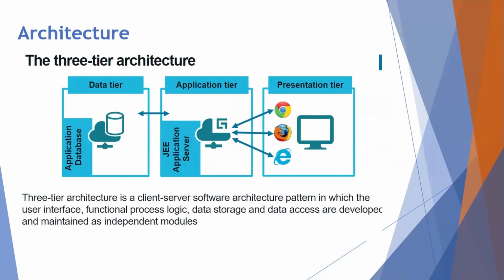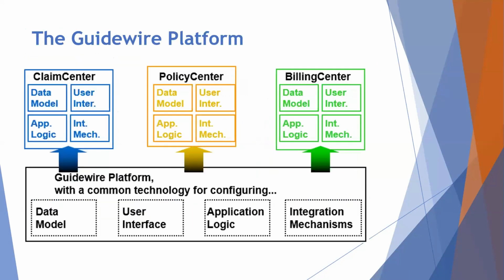Like any other client server technology, Guidewire is a three-tier architecture: data tier, application tier, and presentation tier. And the major thing is, all these three centers are separate products: Claim Center is a separate product, Policy Center is a separate product, and Billing Center is a separate product. But all these three centers have four models: data model, user interface, application logic, and integration mechanism. Data model is nothing but your data.